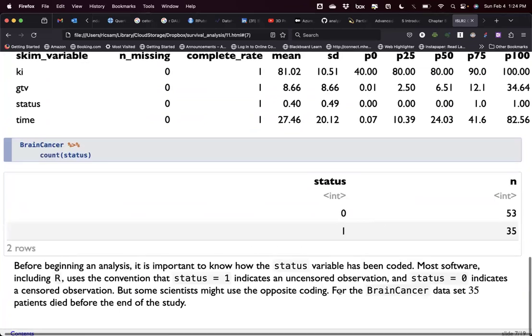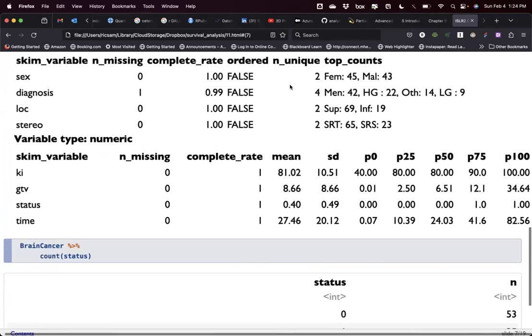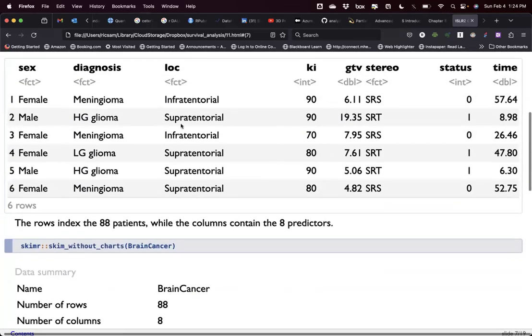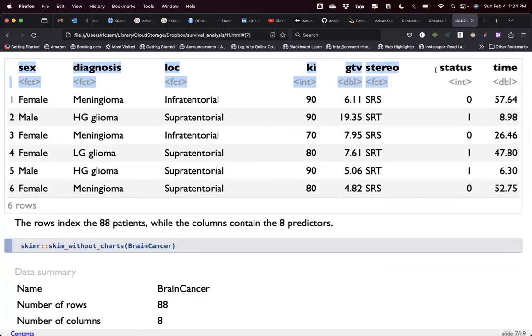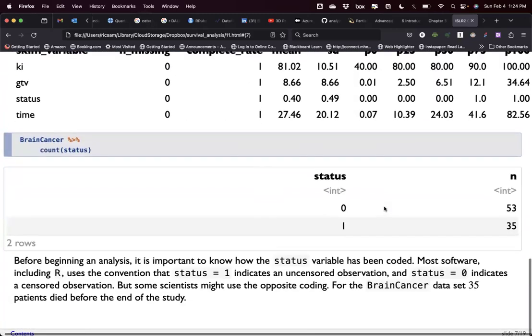For the brain cancer data set, we have a total of 88 observations, which are 88 patients, right? We have some other predictors, this set of variables or columns. And then we have the status and the time. For survival analysis, we always need these two columns: one for whether the observation was censored or not, and also the time frame for each of the observations. Okay.